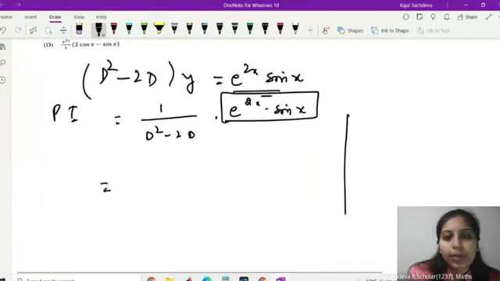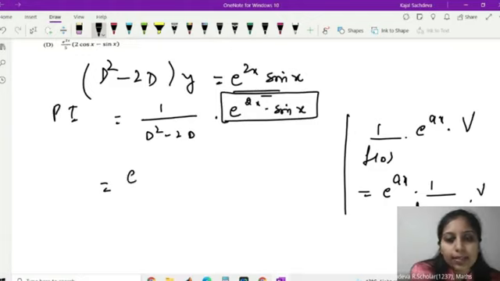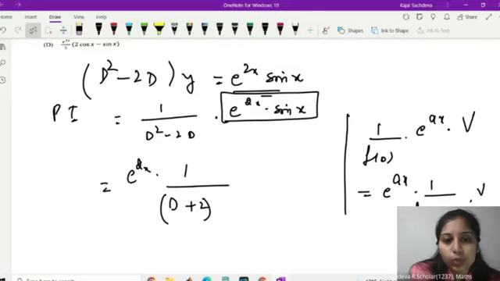If anyone remembers, we have done 1 by f of D e raised to power ax into v, which can be written as e raised to power ax 1 by f of D plus a into v. So we are just applying this: e raised to power 2x first, then D plus 2 will be put here, D plus 2 square minus 2 D plus 2, and at last sin x as it is.